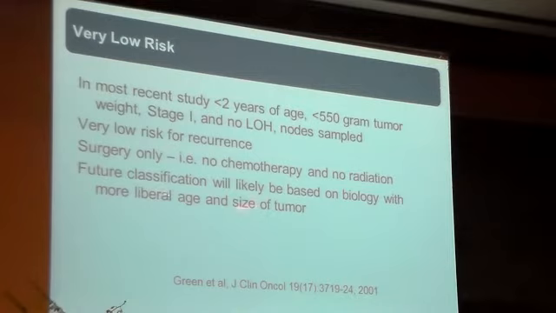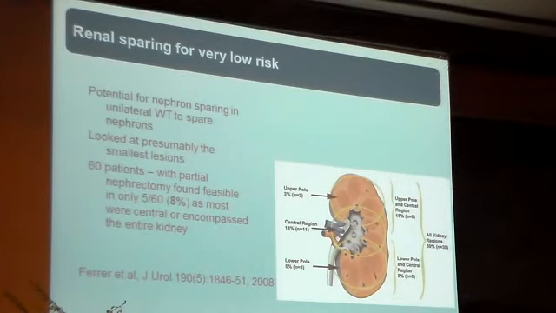And I think the future classifications will likely be based on the biology, so really looking at the loss of heterozygosity, and all the gains, and then determine treatment based on that. Renal sparing surgery: the adult urologists do a lot of partial nephrectomies, and the potential for renal sparing surgery is there to spare nephrons. So potentially, if you treat with chemotherapy, you can shrink those tumors to a small size that you can then perform partial nephrectomies. That's an option.